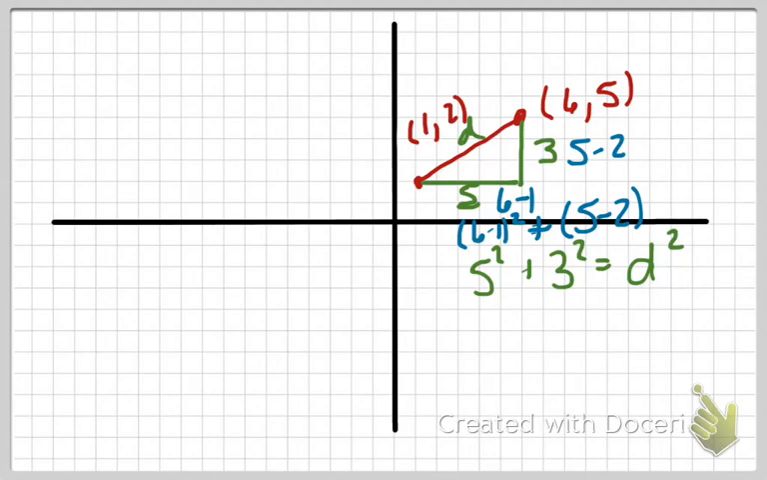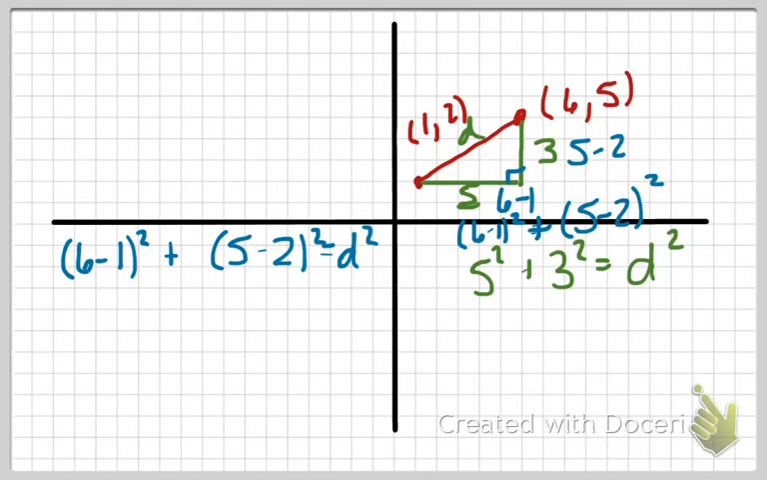Right, so we're finding the difference between our x values, which is one side of our right triangle. The difference of our y values is the other side of the right triangle. So I'm going to rewrite this over here so you can see it a little better. We kind of worked backwards a little bit. So that gave us 5 squared plus 3 squared equals d squared.